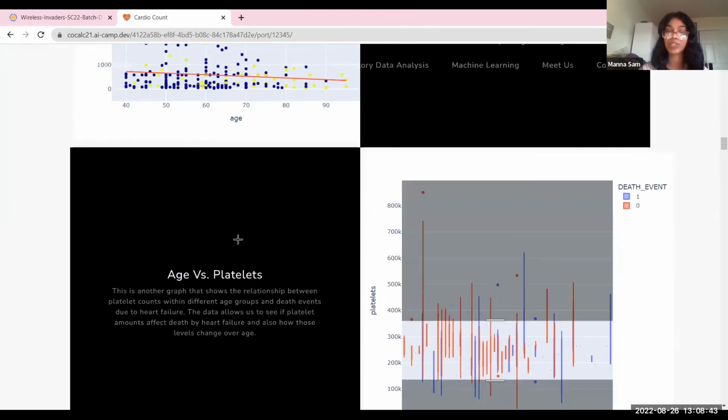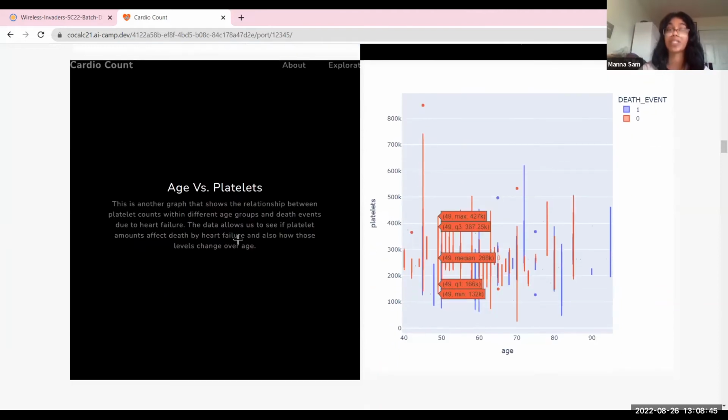Our second model shows a relationship between age and platelets. Platelets determine your blood health. So you can also see how those levels may change throughout a person's lifetime. And you can also see how it's related to the possibility of having heart disease.